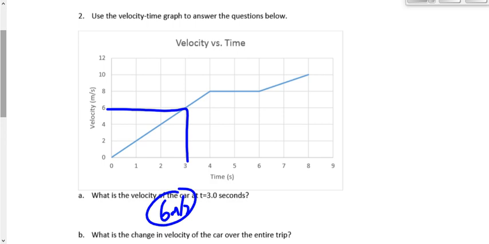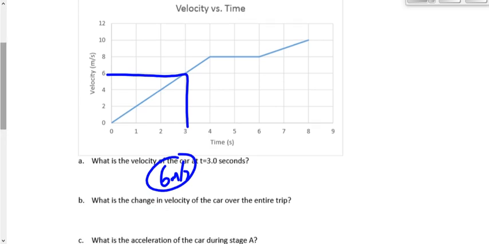What's the change in velocity of the entire trip? Well, the final minus the initial. The final is 10 meters per second. The initial is 0. So we're going to say 10 minus 0 is 10 meters per second.